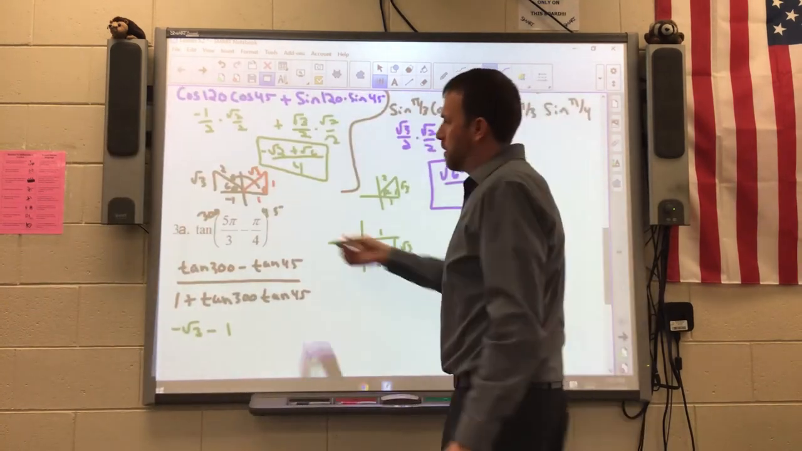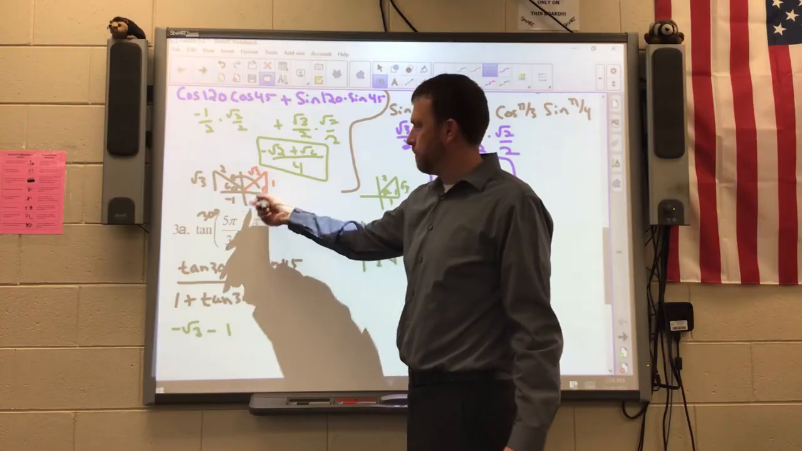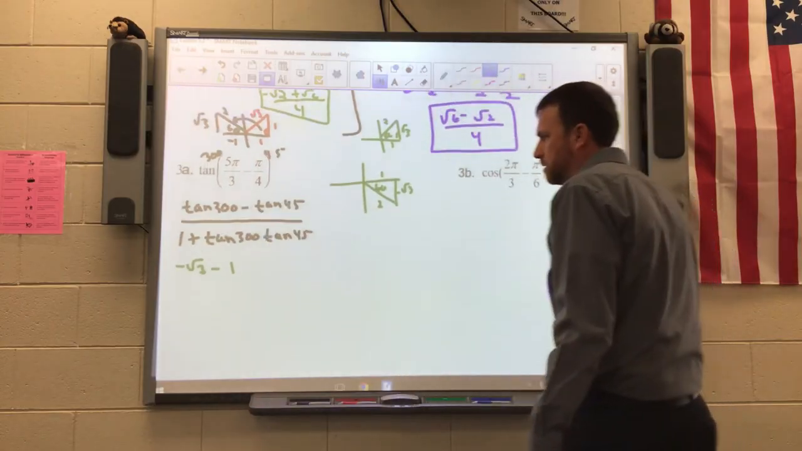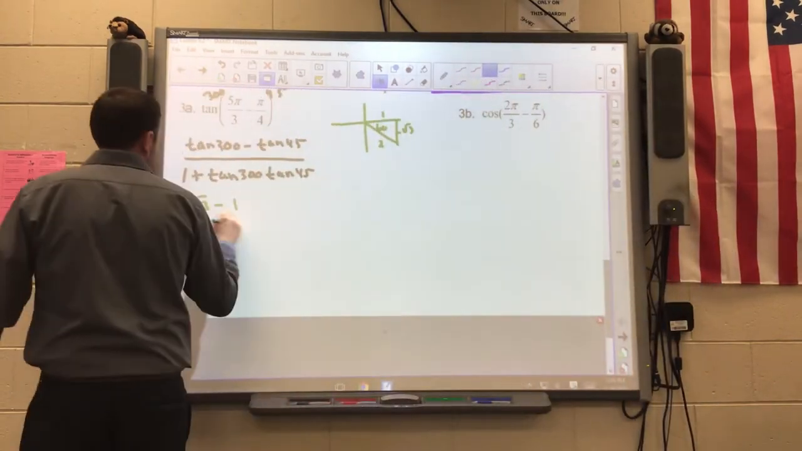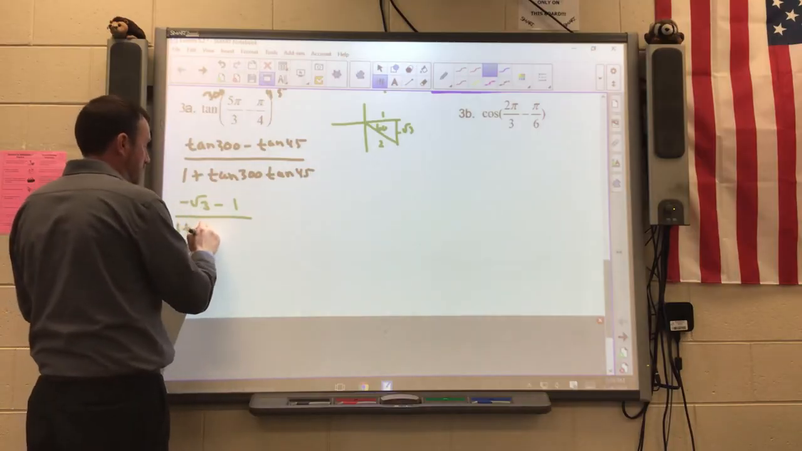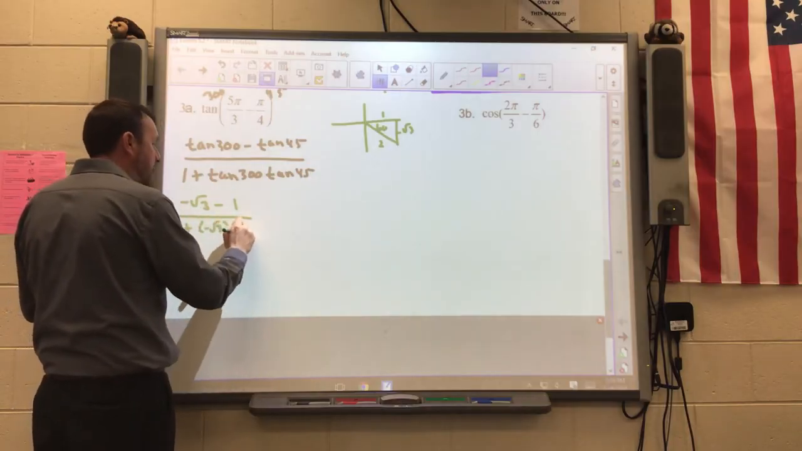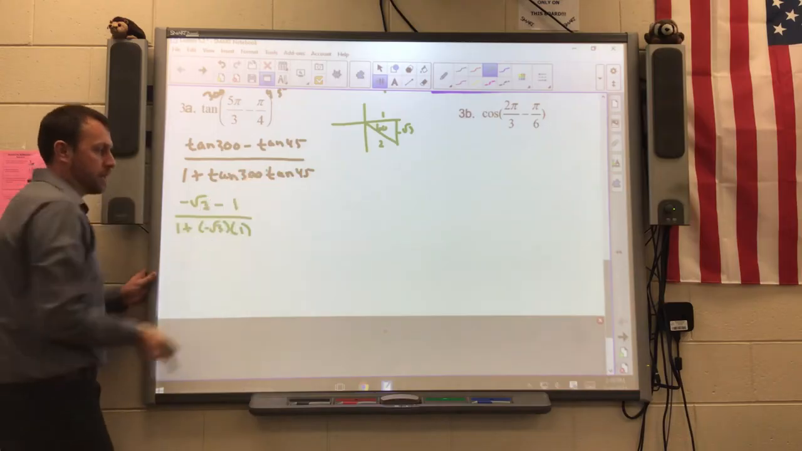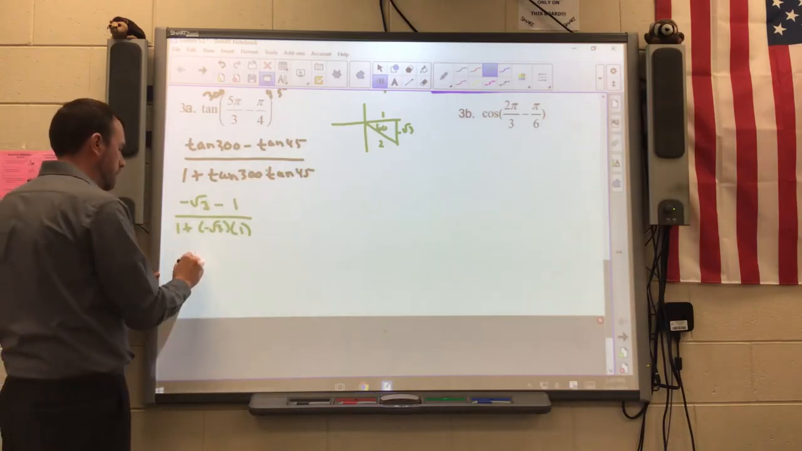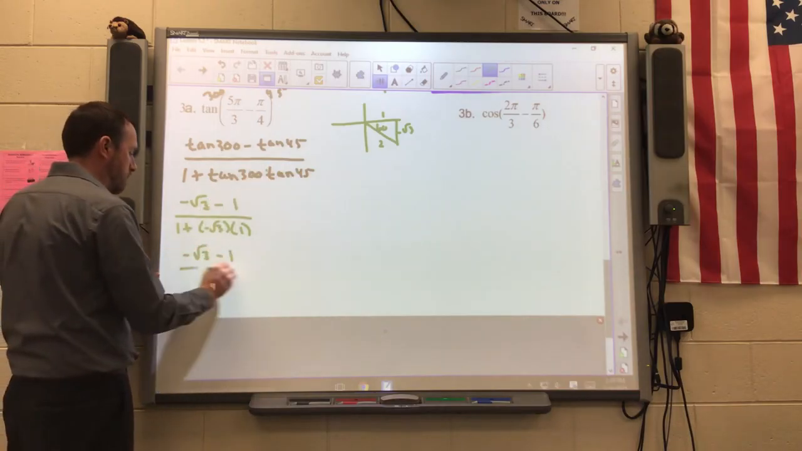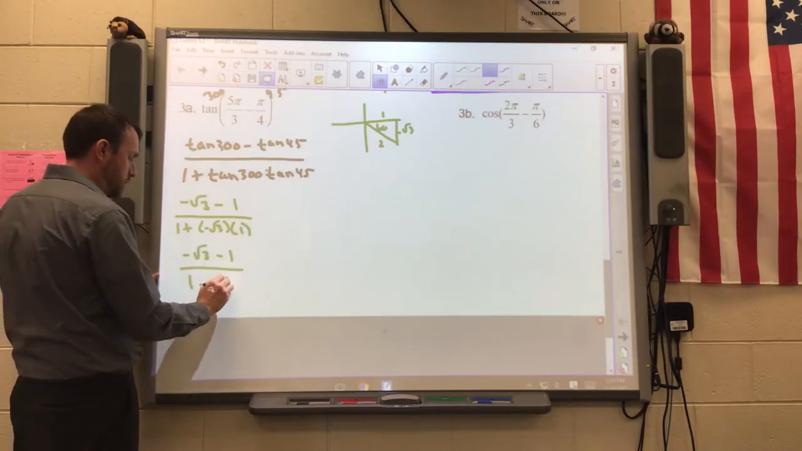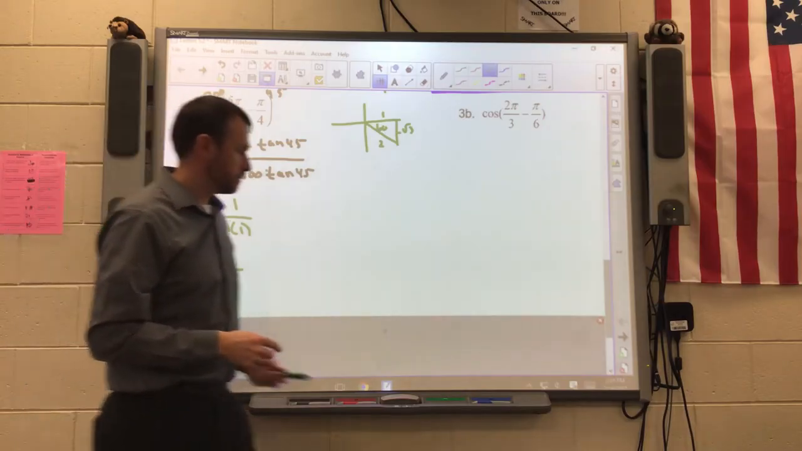So go back up. Look at my red picture. 1 over 1 is going to be 1. Right? Tangent's y over x. So on the bottom I have 1 plus, I'm going to have negative root 3 times 1, because now it's multiplication on the bottom. So I get negative root 3 minus 1 over 1 minus root 3.